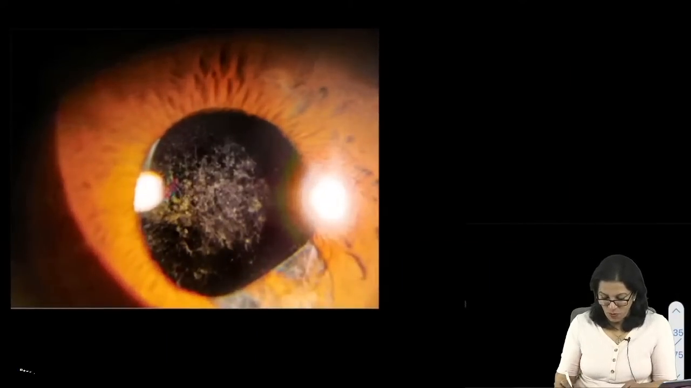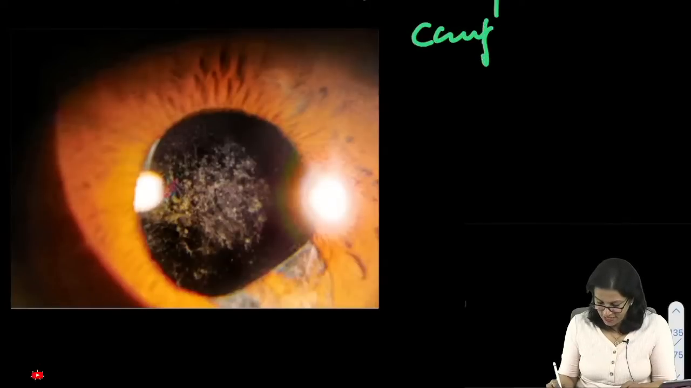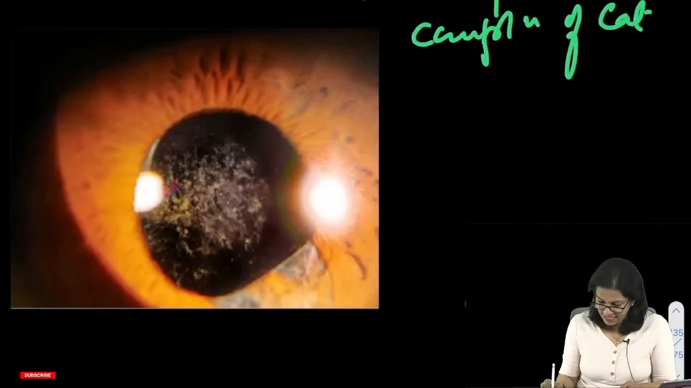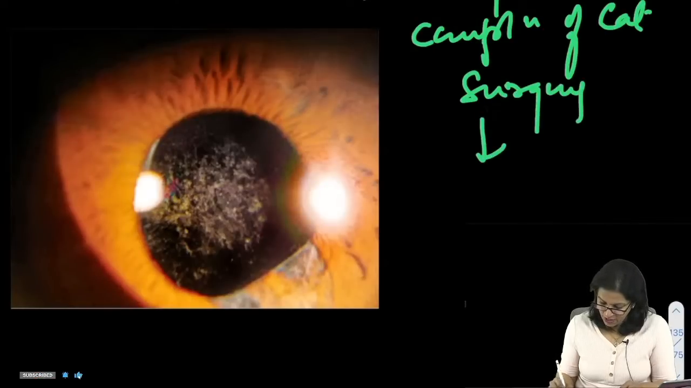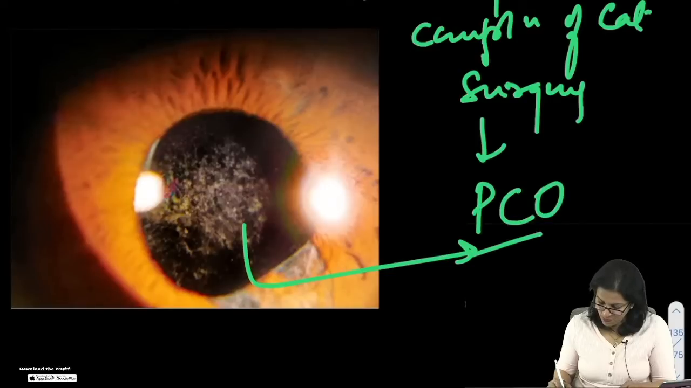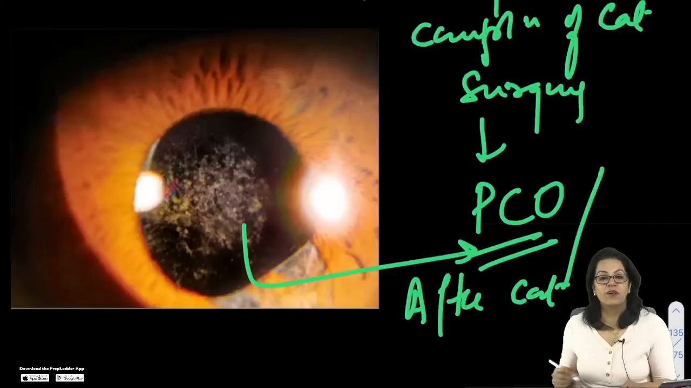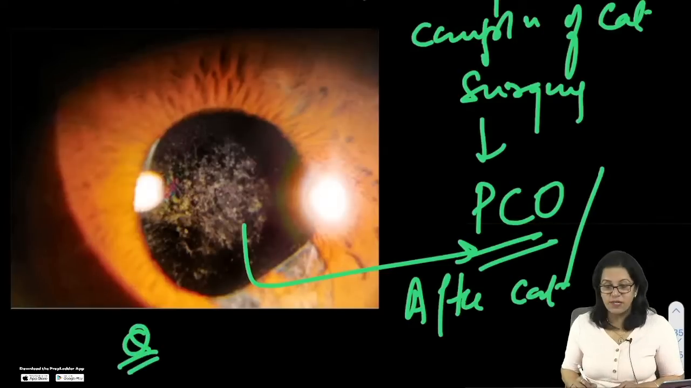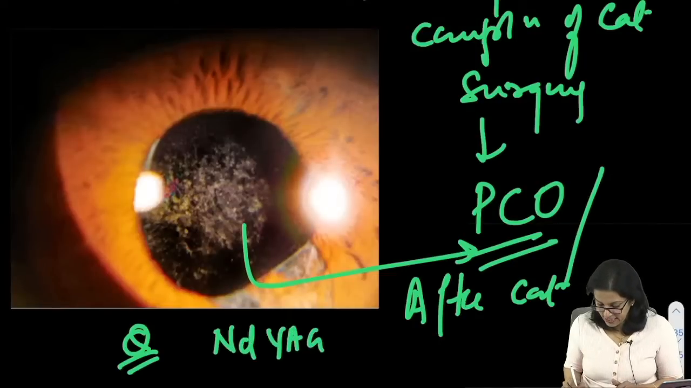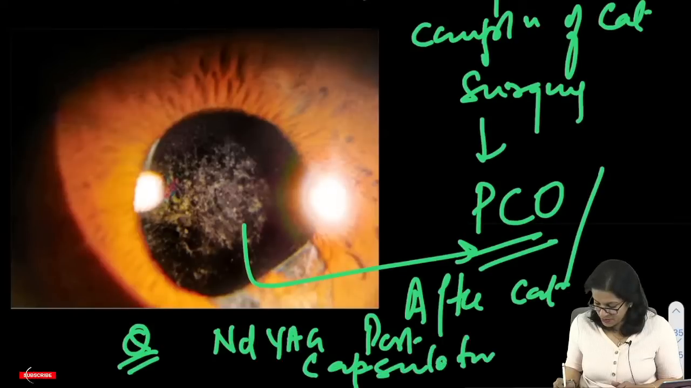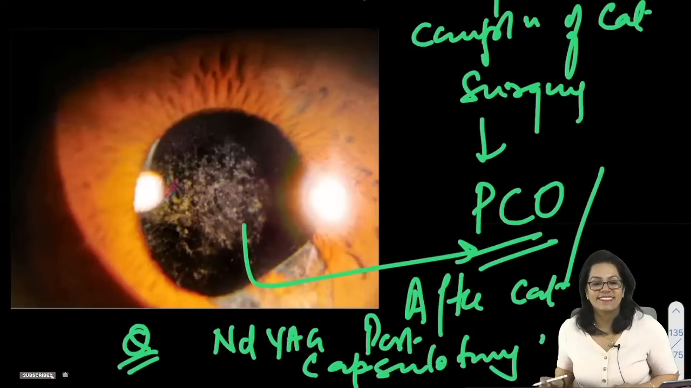Okay, and this is the most common long-term complication of cataract surgery. So what is this? Now you will answer. This is your PCO, posterior capsular opacification. What do you also call it? After-cataract. And what is one very important question here? What is the treatment of choice of after-cataract? You all should know, Nd:YAG laser posterior capsulotomy. Nd:YAG laser posterior capsulotomy. Right?